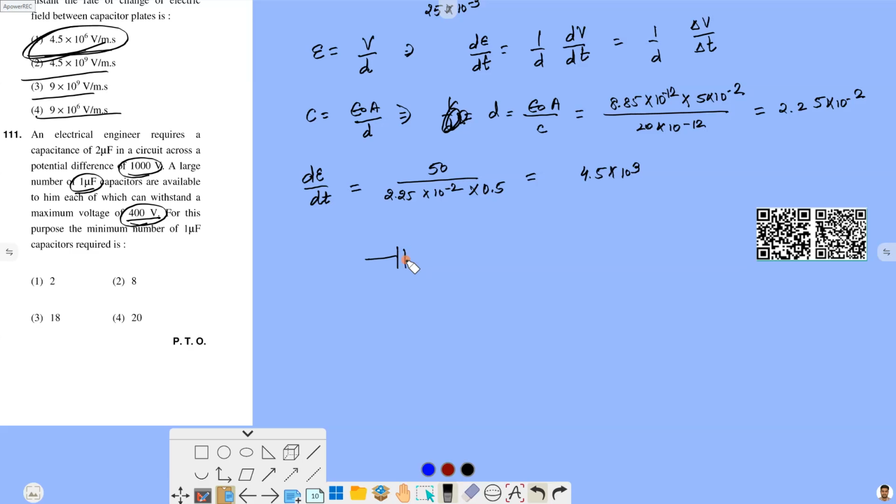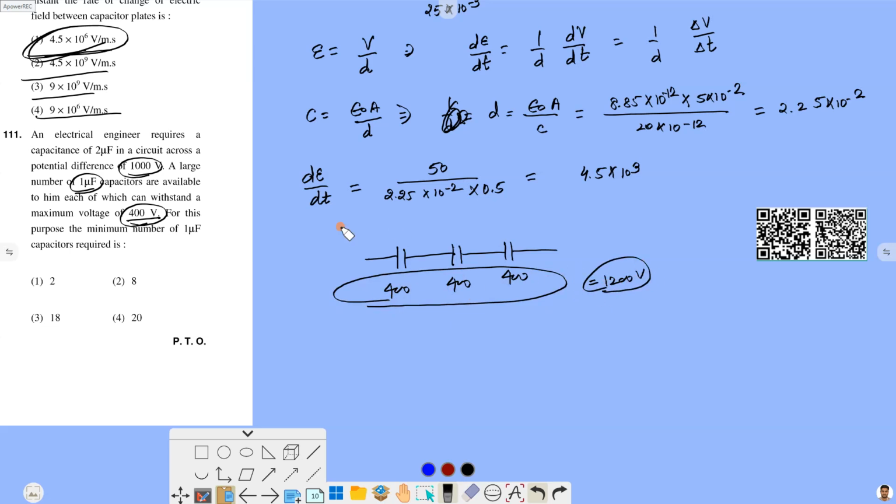So this will be the first capacitor, this will be the second capacitor, and this will be the third capacitor. This will drop 400 volt, this will drop 400 volt, and this can drop 400 volts. So combined they can drop a total of 1200 volts, and that is more than required, because if we add only 2, then that will be 800, and that is less than required. So we have to add at least 3 capacitors in series to get the desired potential difference capacity, that is 1000 volt.